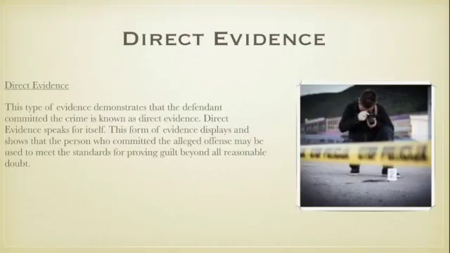Now, there are two different categories of evidence. The first one we're going to go over is direct evidence. This type of evidence demonstrates that the defendant committed the crime. Direct evidence speaks for itself, basically. This form displays and shows that the person committed the alleged offense, and may be used to meet the standards for proving guilt beyond all reasonable doubt.